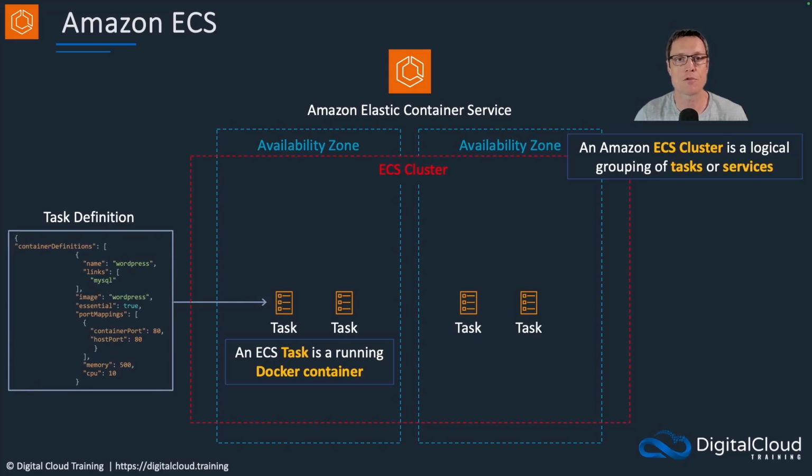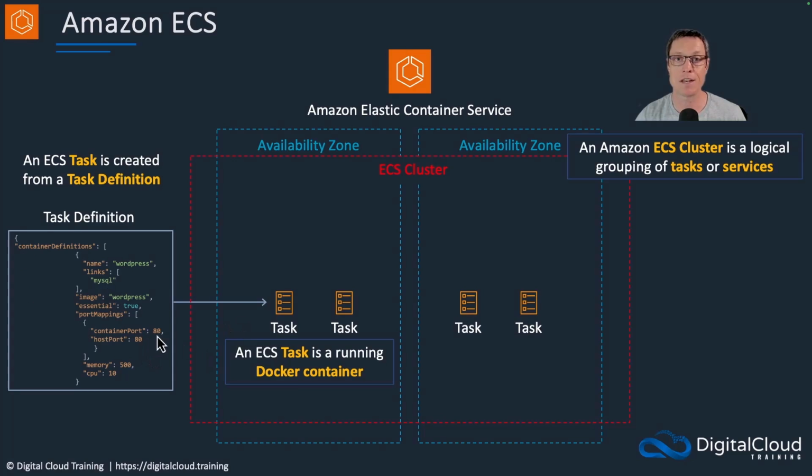The task comes from a task definition. That's a very important component. We have to create a task definition that defines what it is we want to run. You can see this fairly simple container definition here. The name is WordPress. So WordPress is the image that we're going to pull down. It's going to be a task that runs a WordPress website. And it has a link to another container, which is a MySQL container. So that's where the database layer is going to be.